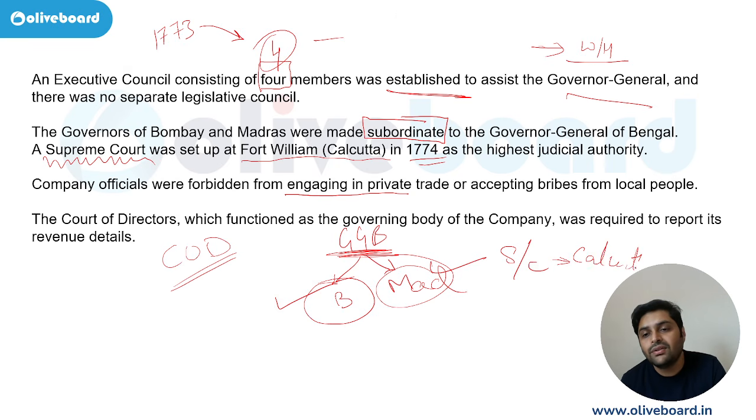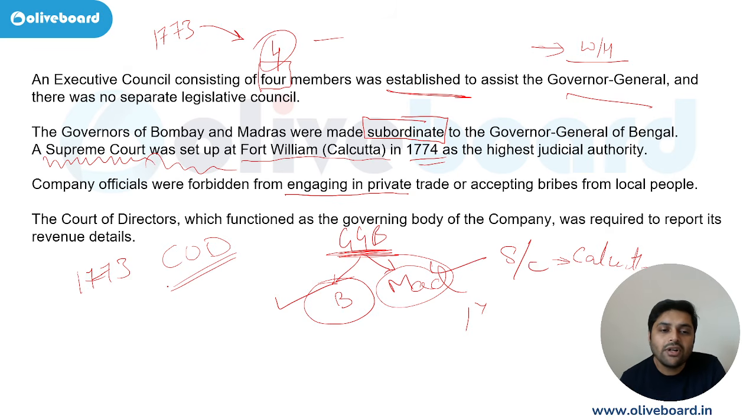Please remember this. Whenever this year, 1773, comes to your mind, please remember the Supreme Court. This was the first time a Supreme Court was set up in India. Today, the Supreme Court is in Delhi, but earlier it was in Fort William.